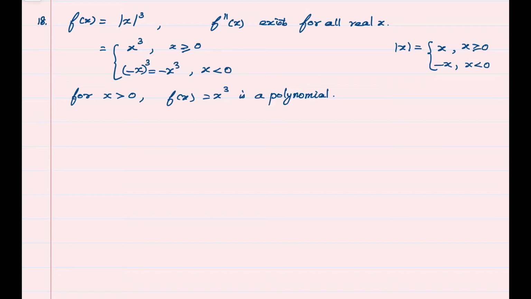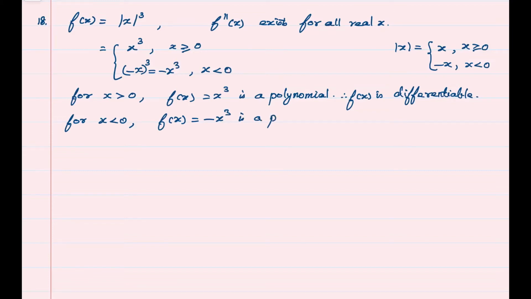We know that polynomials are continuous and differentiable everywhere. Therefore, f of x is differentiable in this interval. That means f dashed of x exists for all real values greater than 0. Similarly, for x less than 0, that is for all real values less than 0, the function is minus x cube. This is also a polynomial. Therefore, f of x is differentiable in this interval also.